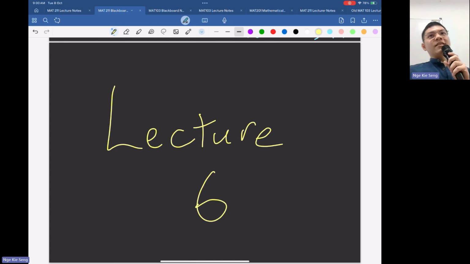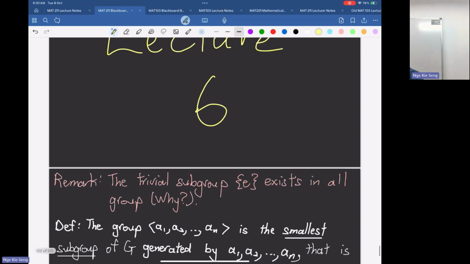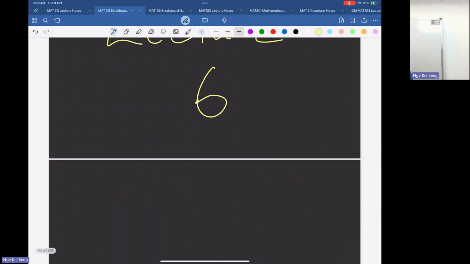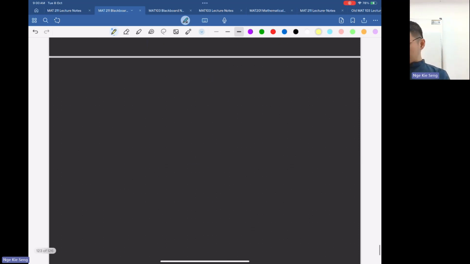Okay, let's not wait for the rest, since we have recording also. Before we start, quickly recall a few definitions we did last time. In particular, what is a subgroup? Let's recall what a subgroup is.